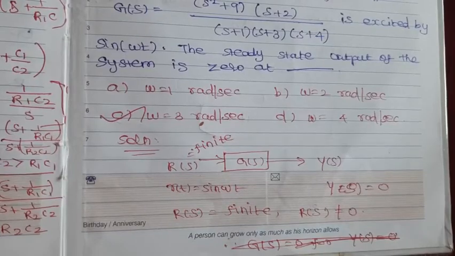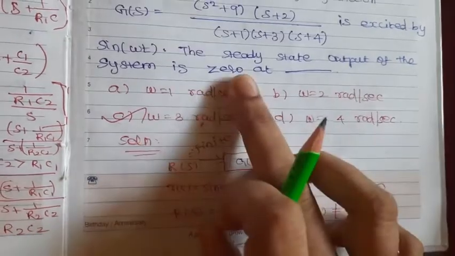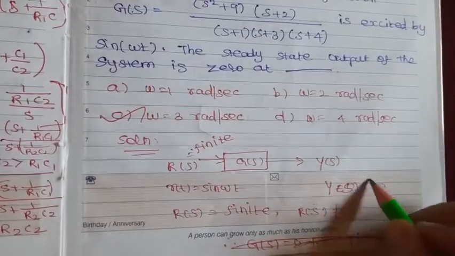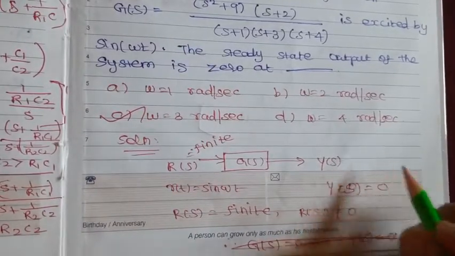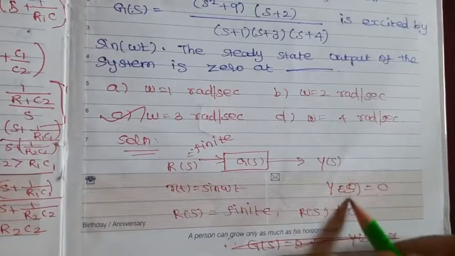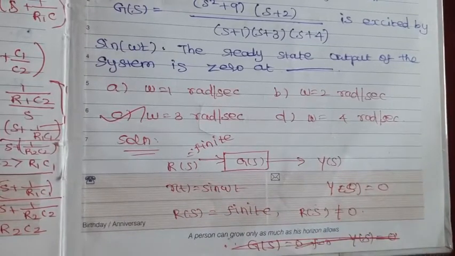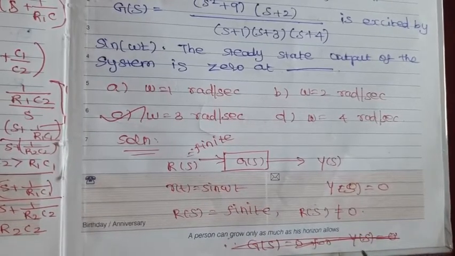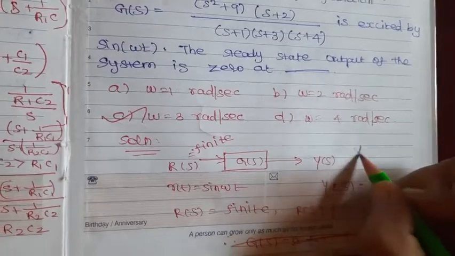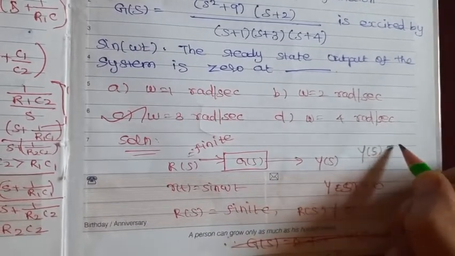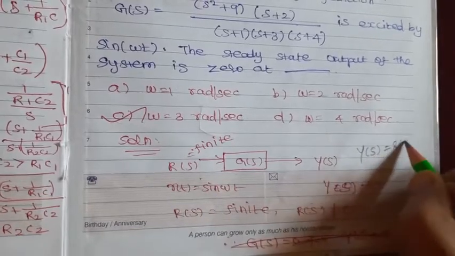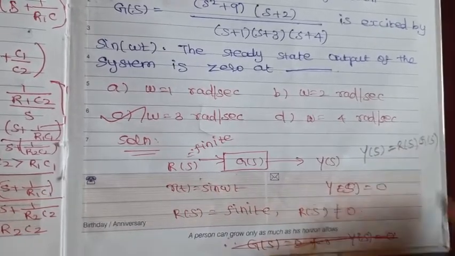So what is Y of s? The steady state output of the system is 0. So the output of the system Y of s is 0 at which value of omega? At what value of omega does Y of s become 0? That is what we need to find out. Y of s is equal to 0, and at that point only we need to find out. Y of s, what is that? R of s into G of s, right?